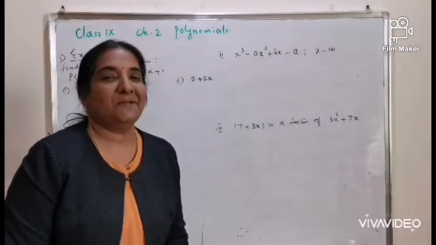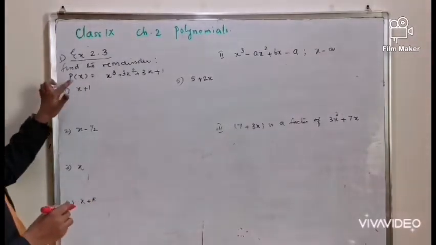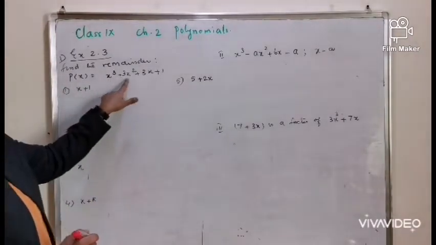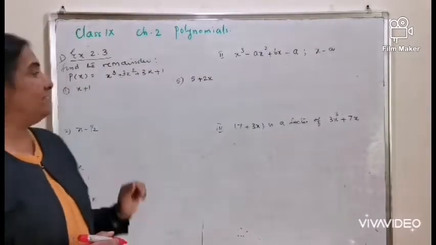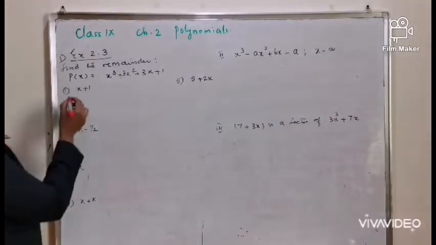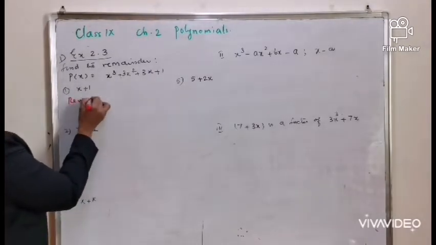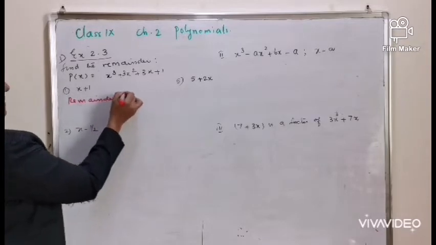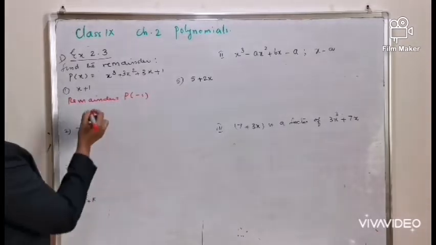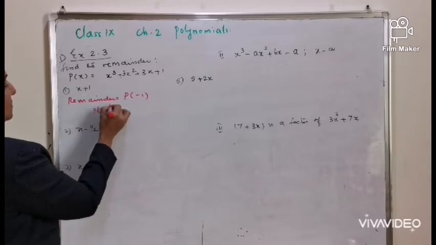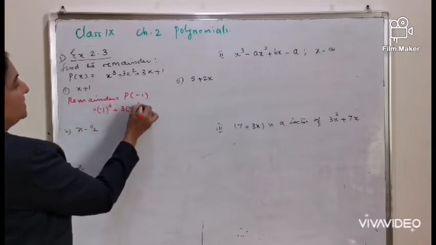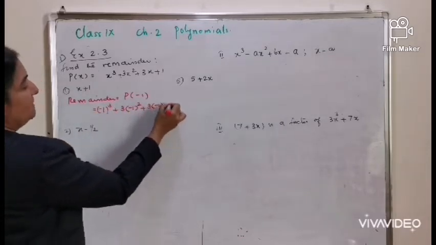Find the remainder when p of x is equal to x cube plus 3x square plus 3x plus 1 is divided by x plus 1. The remainder is equal to p of minus 1, which is equal to minus 1 the whole cube, plus 3 into minus 1 square, plus 3 into minus 1, plus 1.